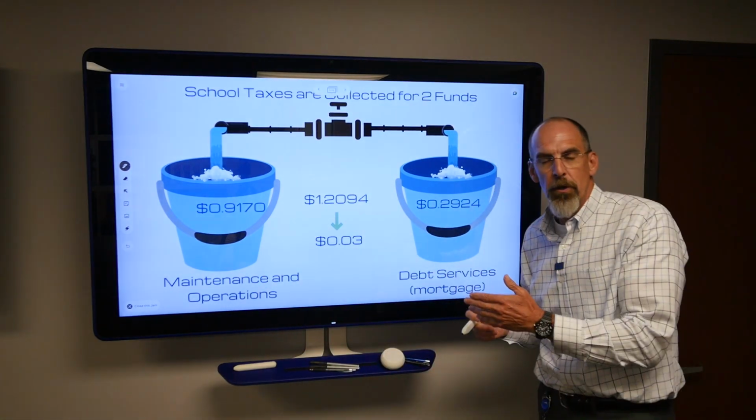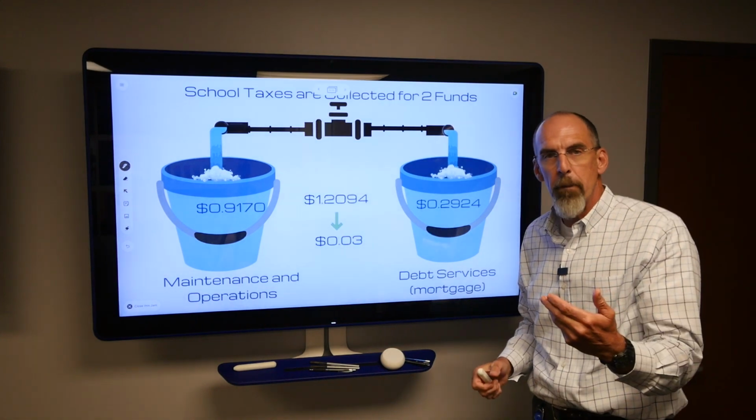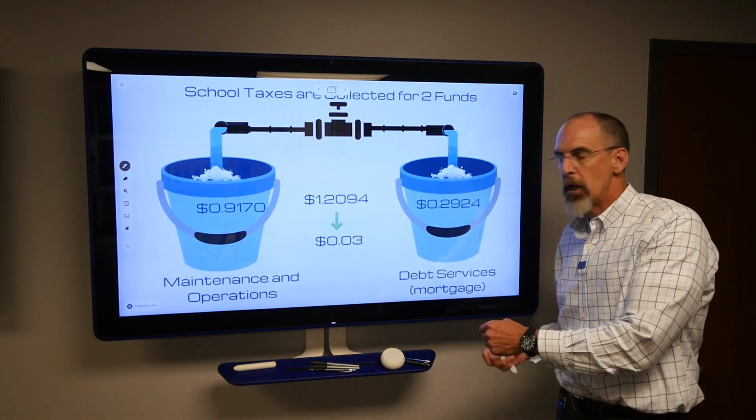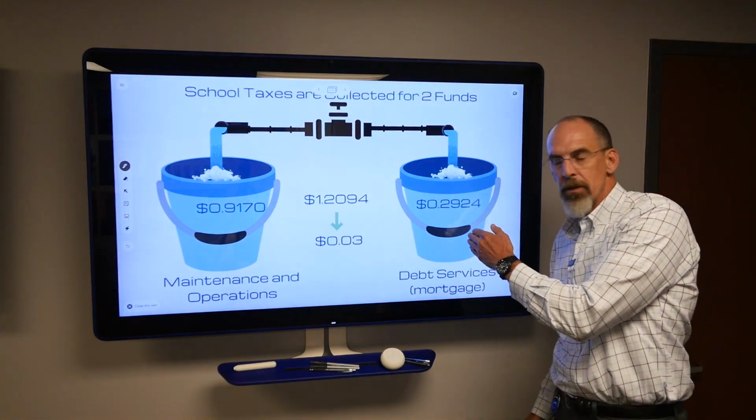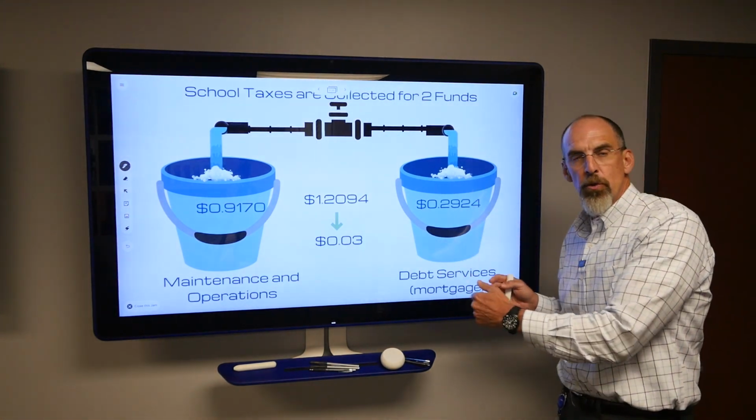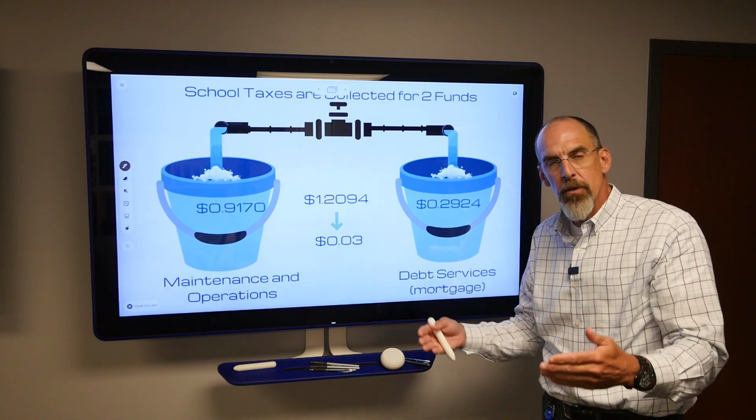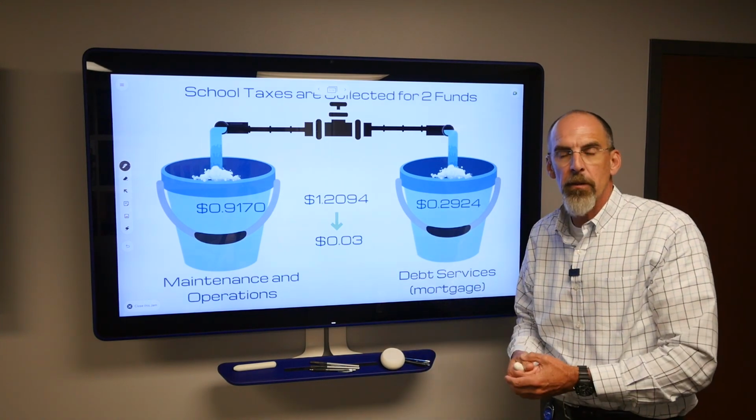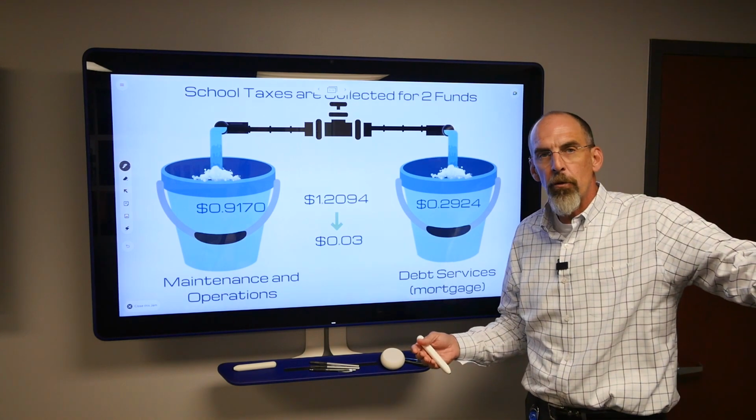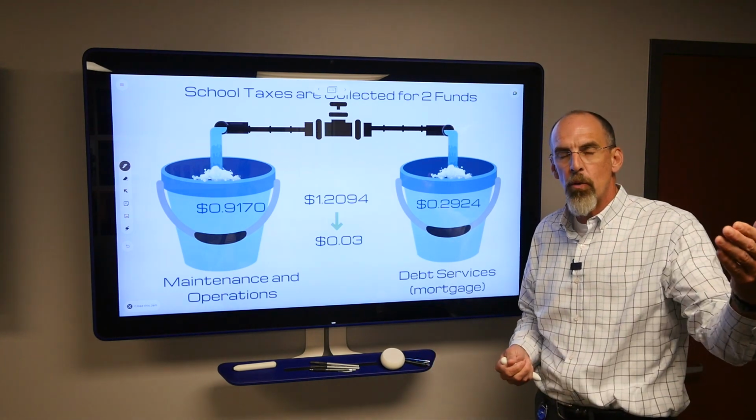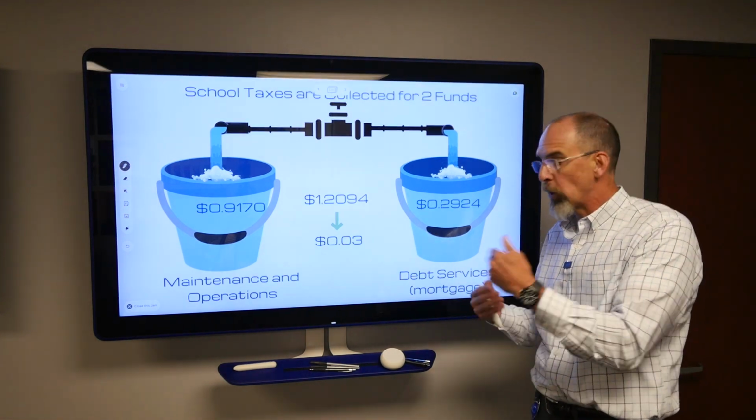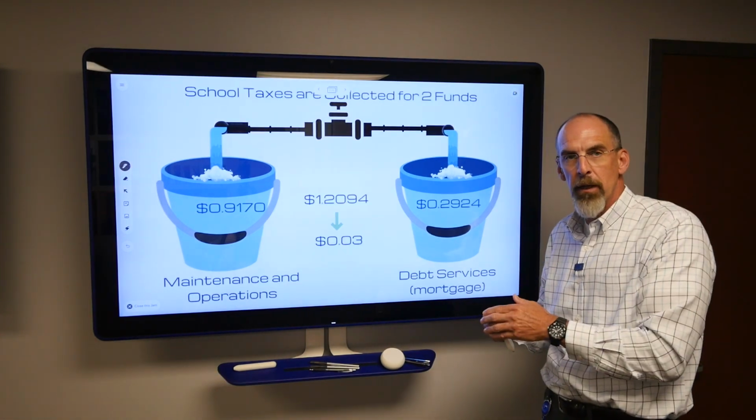This is the debt service or I&S bucket, but probably a better way to think of it is our mortgage. This is 29 cents. This bucket is used to pay for our bonds, what we've borrowed to be able to put construction projects into place over the last several years. Our last bond was a 2011 bond. We just finished passing and working on a bond for $128 million.